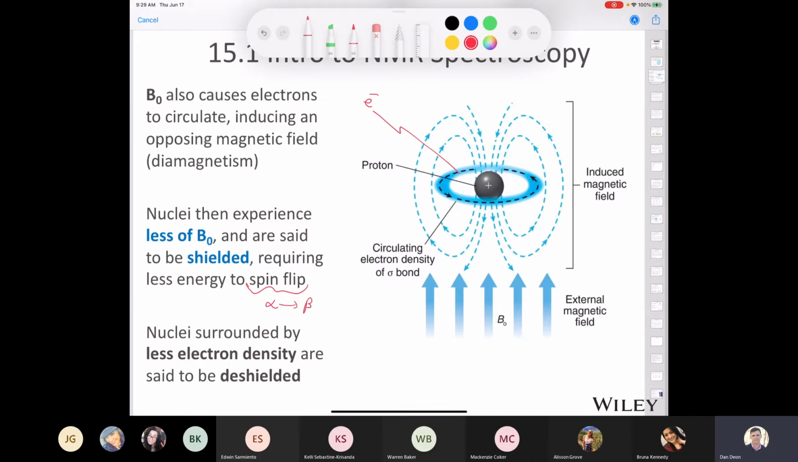So the more electron density that you have around a nucleus, right, the more electrons you have around it, the stronger this opposing field will be, okay? And we say that the more shielded it becomes. So the less electron density that you have around your nucleus, right, then it's going to feel more of this, and you say that it's de-shielded. It's not shielded by the electrons, and then it feels more of the magnetic field, okay?